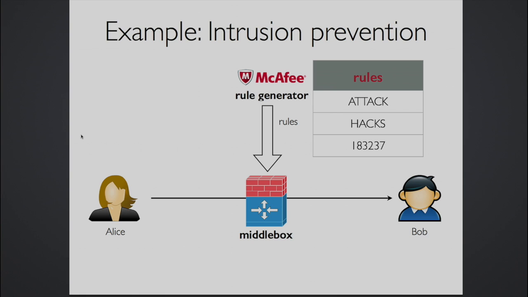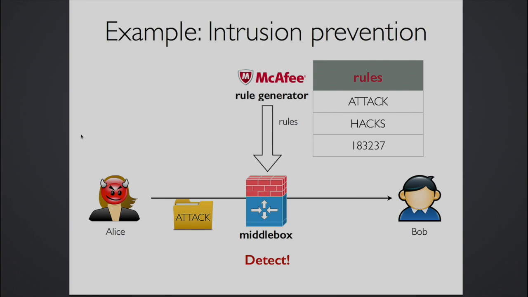And based on these rules, the middle box is trying to detect if the traffic is malicious or not. So let's say that Alice, for example, is a malicious user, and she tries to send an attack through the network. For the moment, assume that the attacks are as simple as the attack word, which obviously is not the case. But in this case, the middle box can just detect, based on the rules, the fact that there's an attack and flag the detection.